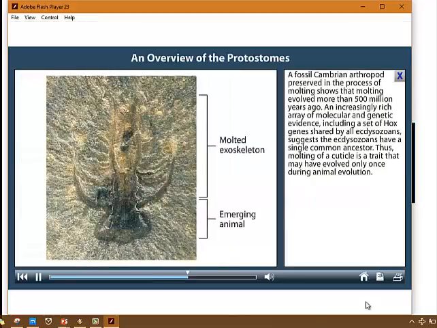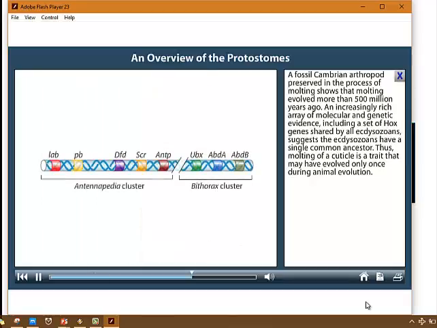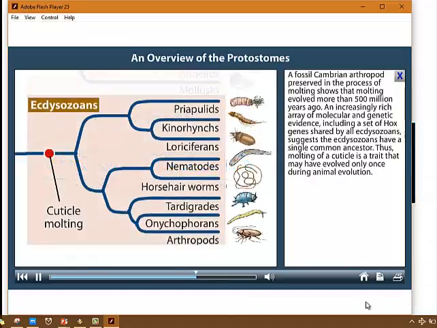A fossil Cambrian arthropod, preserved in the process of molting, shows that molting evolved more than 500 million years ago. An increasingly rich array of molecular and genetic evidence, including a set of Hox genes shared by all ecdysozoans, suggests the ecdysozoans have a single common ancestor. Thus, molting of a cuticle is a trait that may have evolved only once during animal evolution.